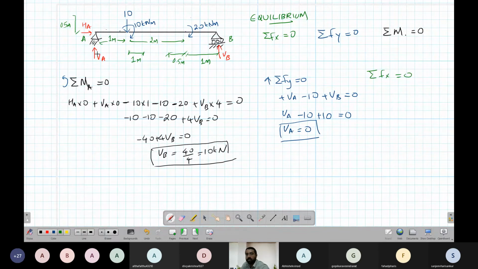X direction should be equal to 0. That is right positive. So we have HA. Is there any other horizontal force? There is no other horizontal force. So HA equals 0. So we have only one reaction, that's the reaction of the VB.